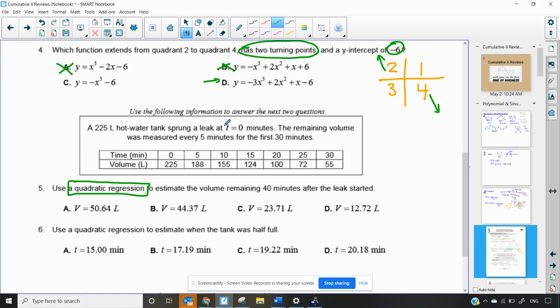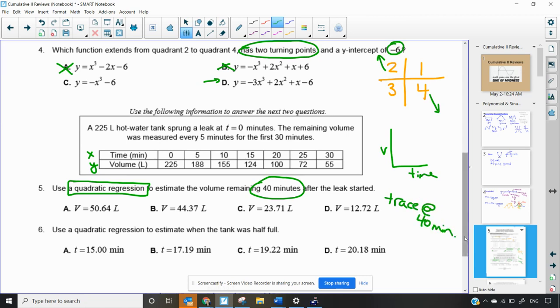Now, for this question we're given a table of values and it talks about a hot water tank that sprung a leak, and then we're looking at the remaining volume over time. So we have time down here, and we have volume, and we're looking at what's happening to the water as it drains. And so we're asked to do a quadratic regression to estimate the volume remaining 20 minutes after the leak started. Well, 20 minutes refers to time, which is an x value, and if we know x and we're looking for y, we would trace.